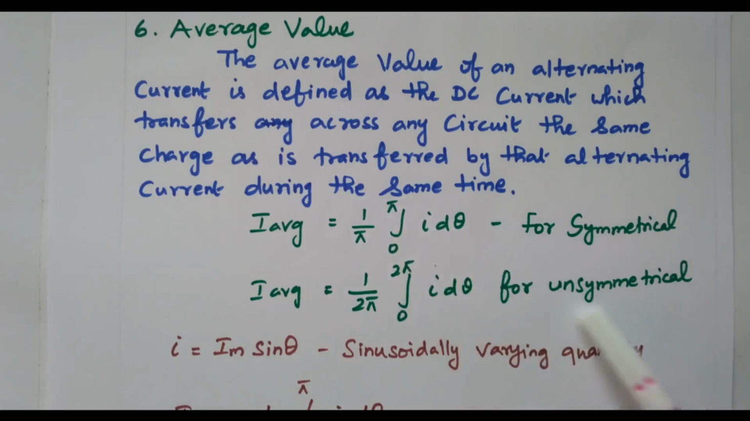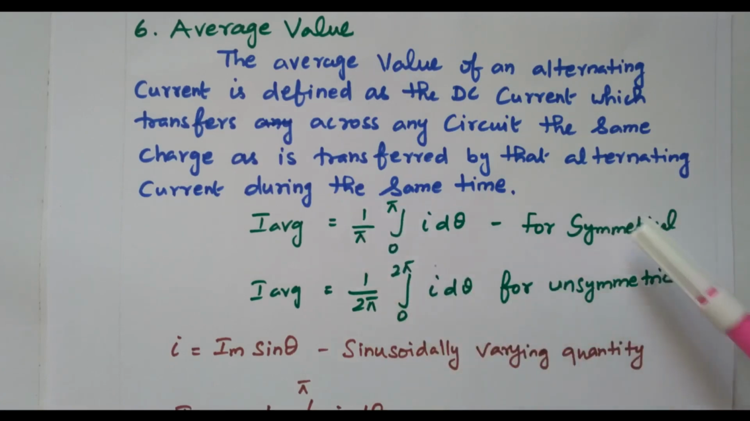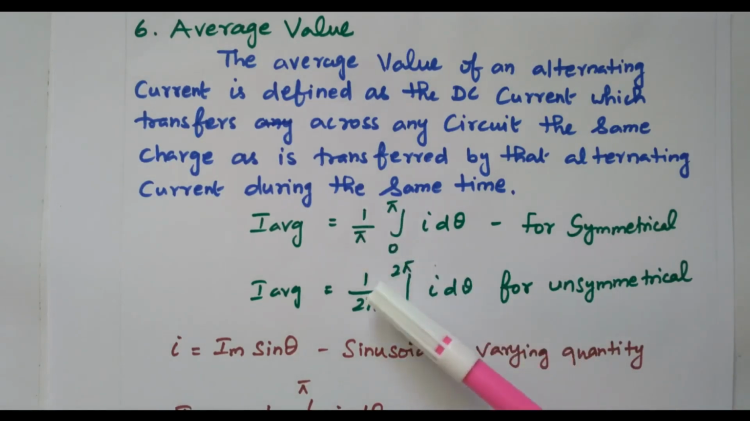In the case of unsymmetrical, it's not an alternating quantity. So here we need to take the full cycle. It may be non-uniform, so we need to take the full cycle, 1 by 2 pi, 360 degrees, only the one full cycle. Here we are considering the full cycle. There we consider only the half cycle, because the next half cycle is also very similar, symmetrical. So 0 to 2 pi, I d theta for unsymmetrical. If it is symmetrical, we can take only half of the cycle. If it is not symmetrical, we need to take the full cycle.